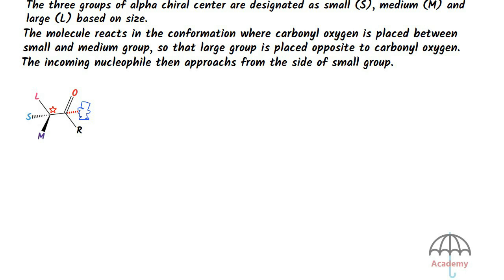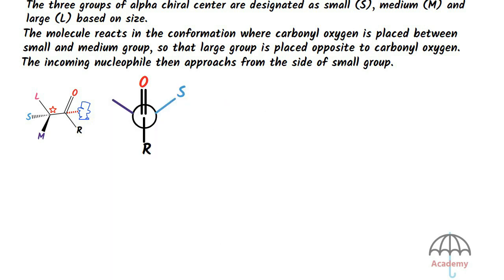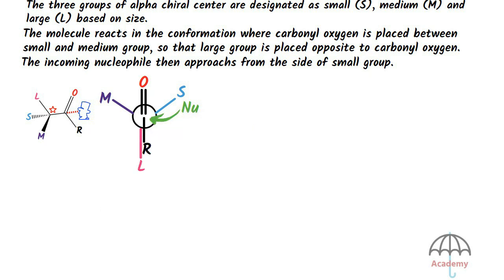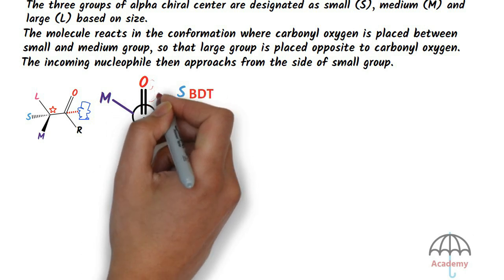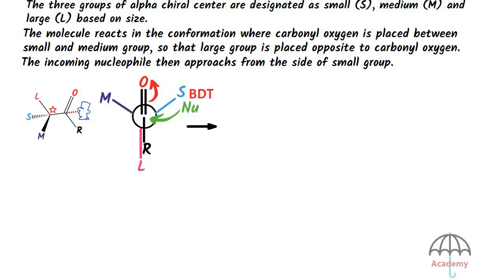As per Cram, the reactive conformation of the molecule will be like this, so that the large group is opposite to the carbonyl oxygen, which is positioned between the medium and small group. The nucleophile then approaches from the small side, maintaining the Bürgi-Dunitz trajectory. The pi bond is broken towards oxygen to form the alkoxide, which is then protonated to form the hydroxyl group.